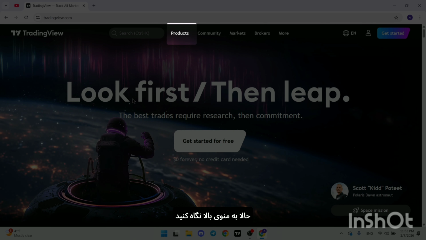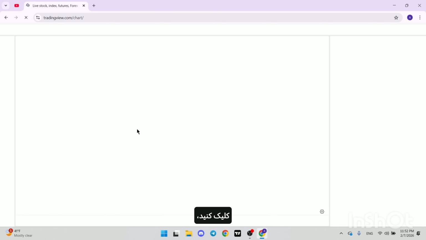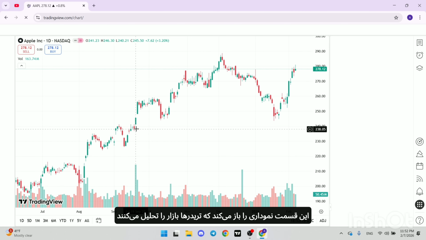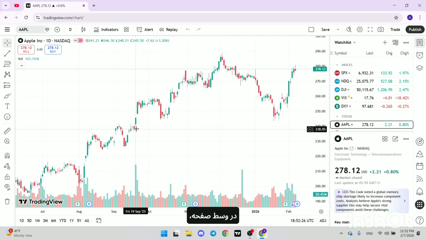Now, look at the top menu and click on Products, then click Super Charts. This will open the chart where traders analyze the market. When the chart opens, don't panic if it looks confusing. Every trader felt the same at the beginning. In the middle of the screen, you will see the price chart. This is where the market movement appears.